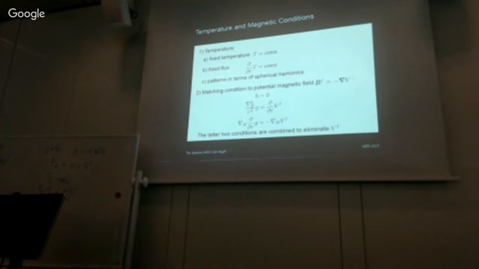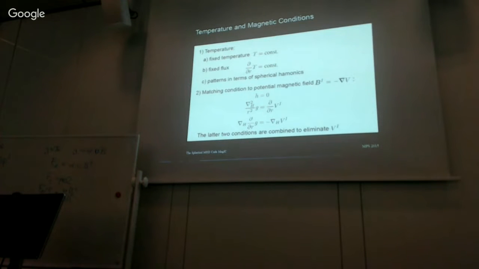Or typically for terrestrial planets, the mantle has some structure, and the structure translates into heat flux differences along the core-mantle boundary. This is also something you can describe with a pattern in terms of spherical harmonics. Okay, now we come to the magnetic boundary conditions, and that's a bit more involved. And as Oli said, actually, these are not boundary conditions, these are matching conditions.